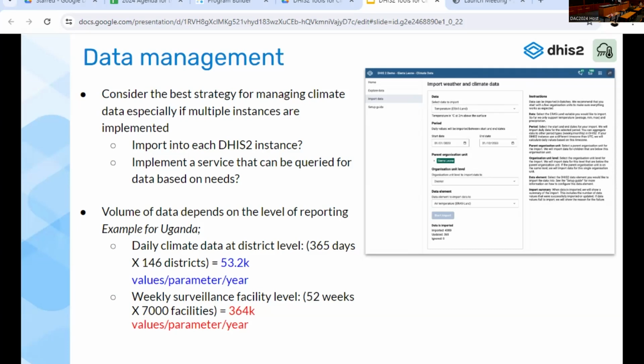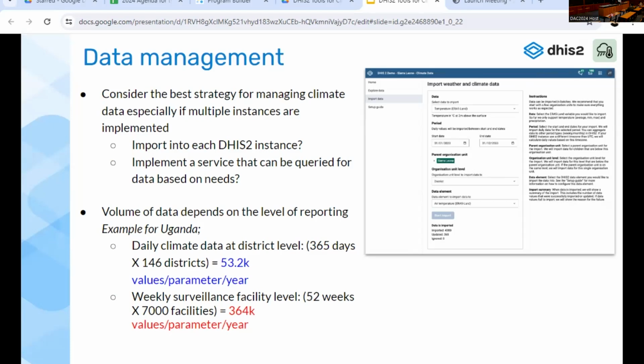But if you compare that with surveillance data that we equally report on a weekly basis for 7,000 health facilities, for that you'd have about 364,000 values imported in a year for one variable for surveillance. So meaning that really, if you implement this at a district level, it's not much. About 7 times less than surveillance data. So it's important that we communicate that. Otherwise, people think daily data for climate, that's too much. But it's not as much as it seems if you're doing it at district level.